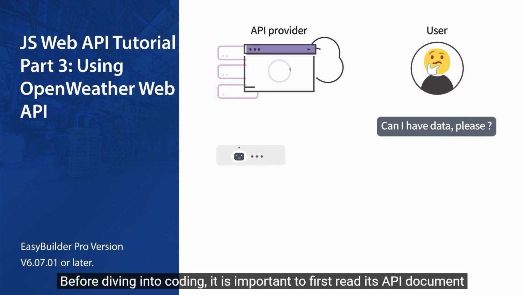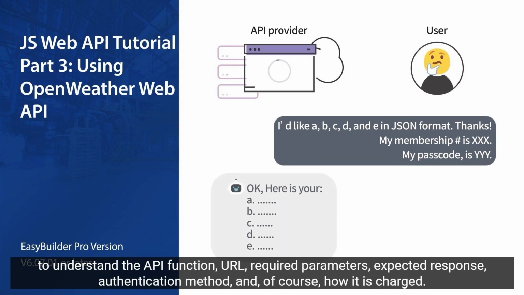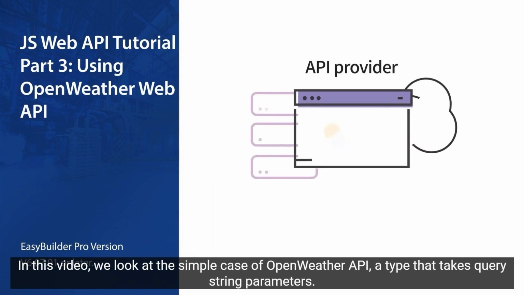to use them. Before diving into coding, it is important to first read its API document, to understand the API function, URL, required parameters, expected response, authentication method, and, of course, how it is charged. In this video, we look at the simple case of OpenWeather API, a type that takes query string parameters.